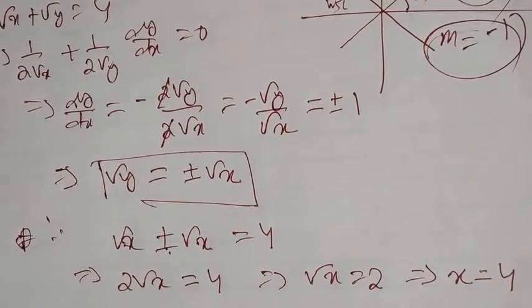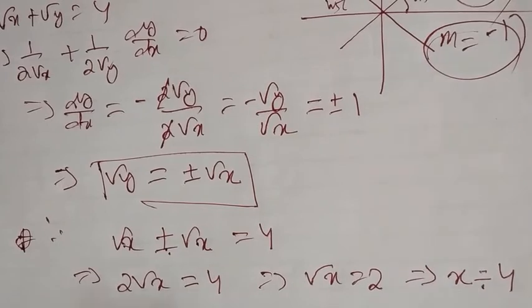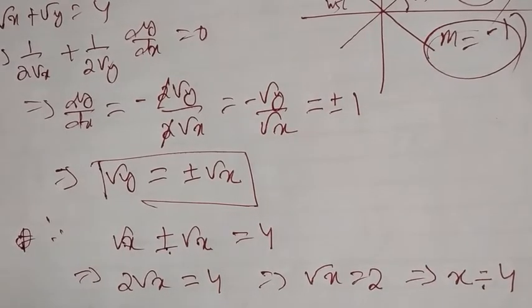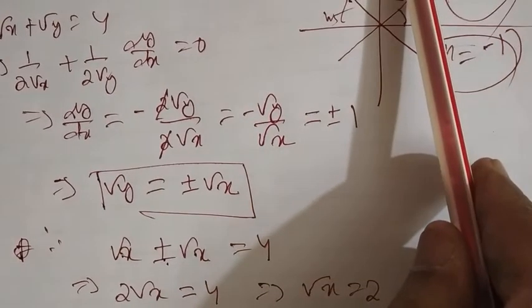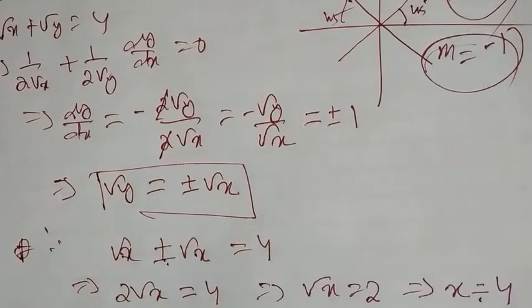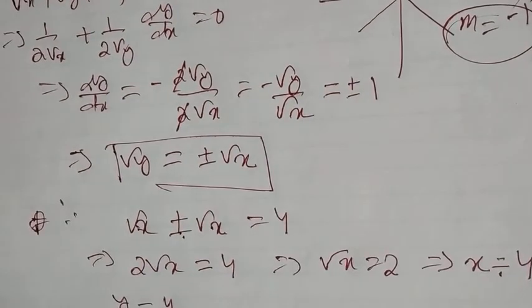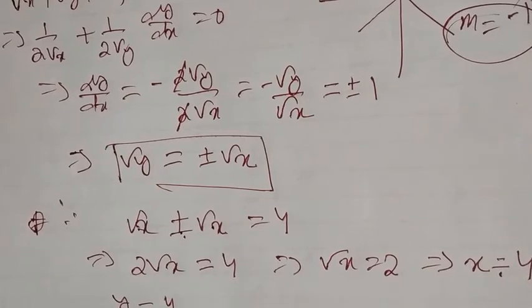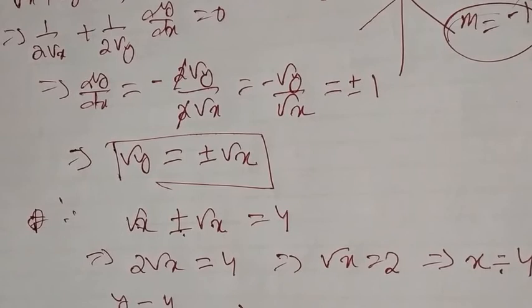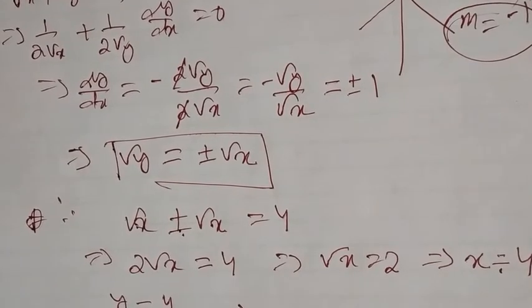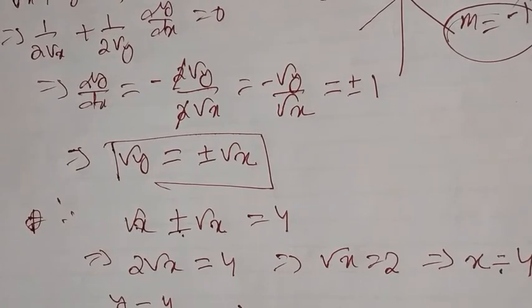Getting the idea? So if x is 4, then what is y? It is also 4. Put x is 4, then root y is 2, y is 4. The required point is 4, 4. So this is the point where the tangent is equally inclined to coordinate axis. Okay?